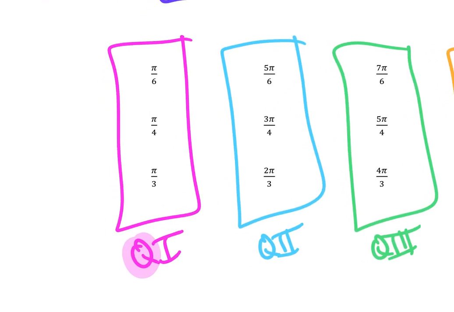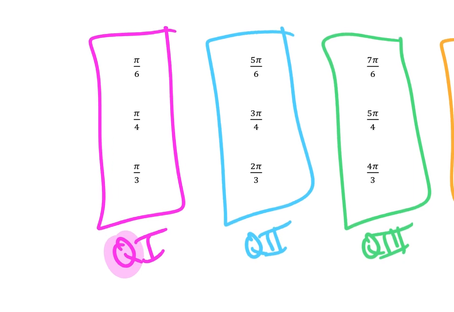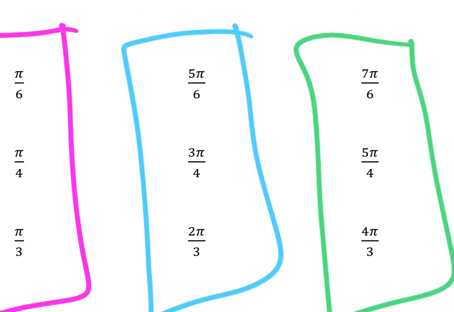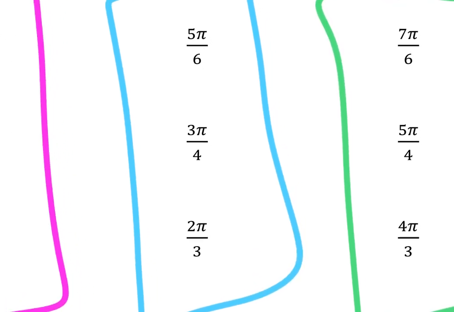Okay, quadrant 1 is just what it is, right? Those are our special reference angles. You're going to get those memorized. Pi over 6, pi over 4, pi over 3, right? And pi is equivalent to 180, so it's pretty easy to do some mental math and figure out what those values are in degrees. Okay, I want you to focus your attention just on these fractions.